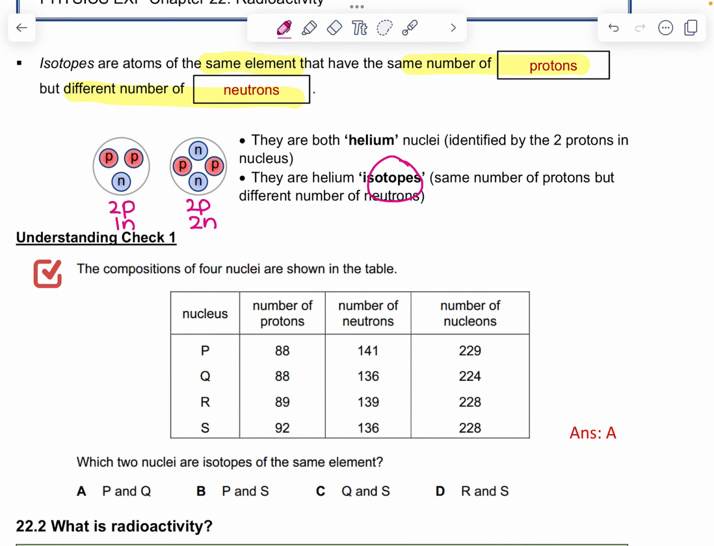Looking at this question, which 2 nuclei are isotopes of the same element? Isotopes have the same number of protons but different number of neutrons. So the answer is P and Q.